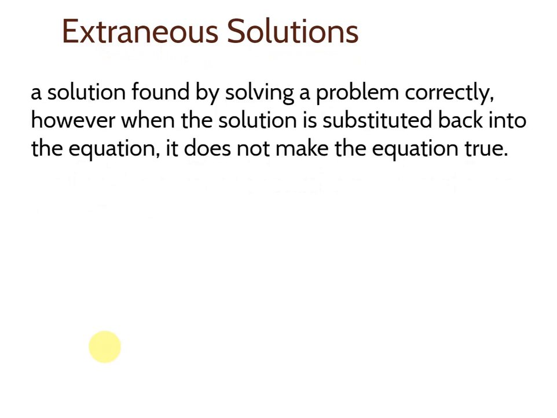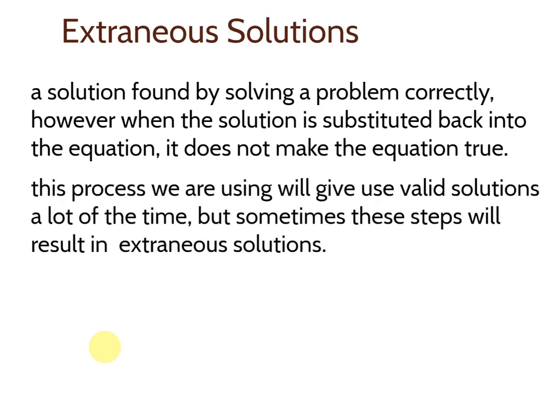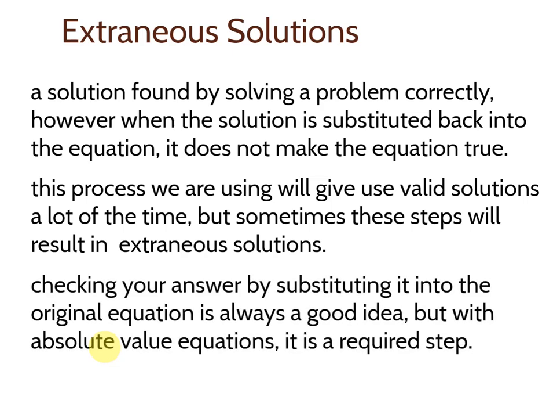Now, extraneous solution. When you follow the steps or the process for solving the equation completely correctly, sometimes, however, it generates an extraneous solution. And there's lots of different ways that this can happen. One of them is squaring both sides. And in this case, when we follow these steps for solving an absolute value equation, a lot of the time we're going to get good, valid solutions. However, there are going to be some times where we do exactly these steps and the answer is going to be extraneous, which means it's not going to make the original equation true.